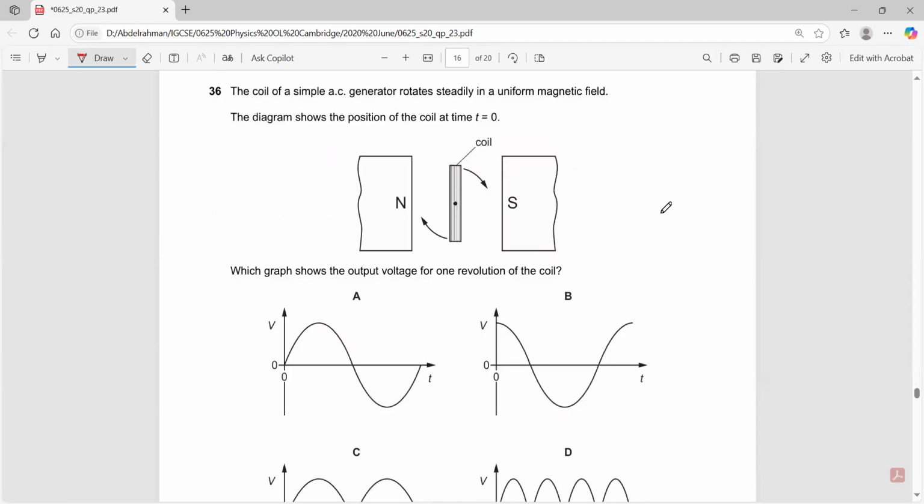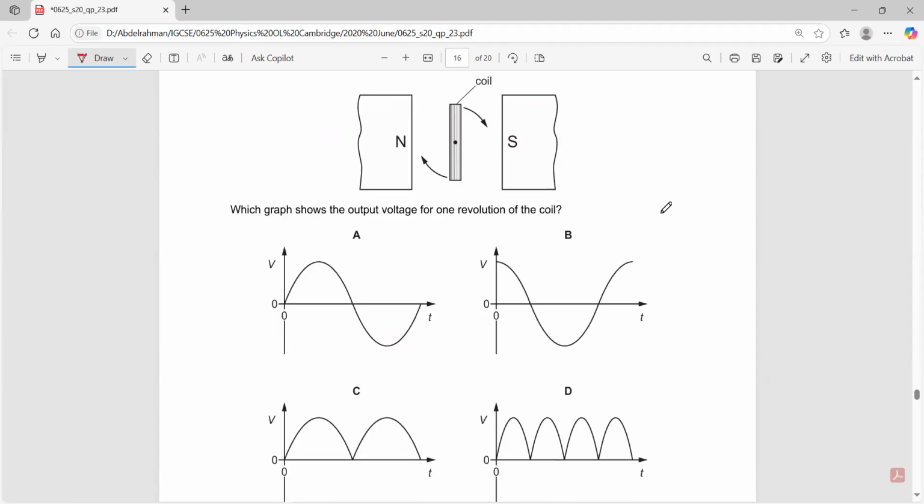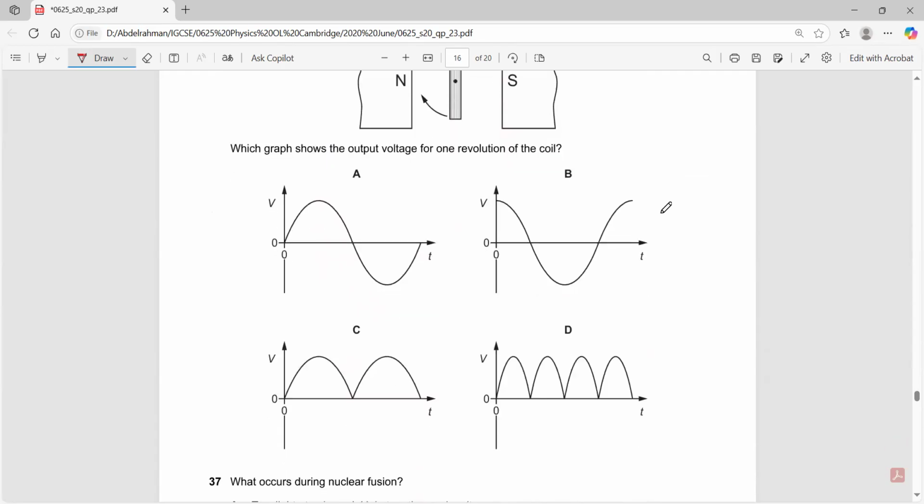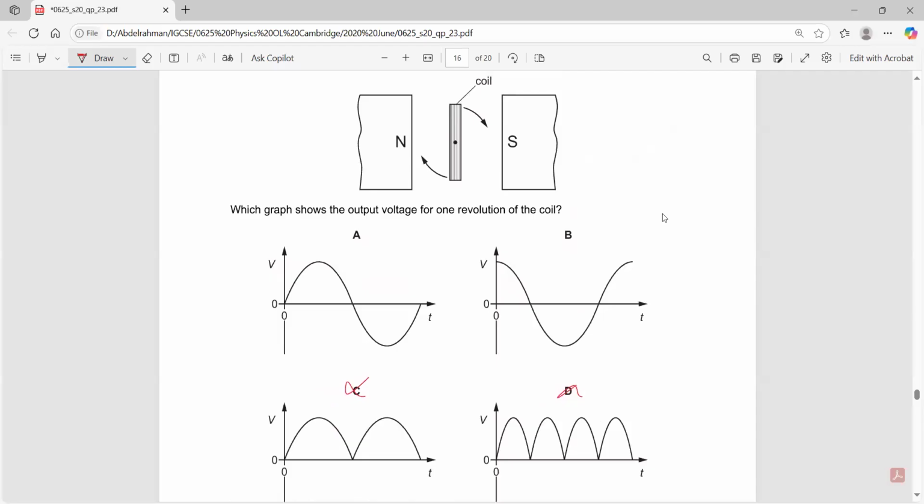The coil of a simple AC generator rotates steadily. The diagram shows the position of the coil at time t0. Which graph shows the output voltage for one revolution of the coil? Okay, so you can cancel out C and D, right? So we're stuck between A and B. Should it be A or should it be B?